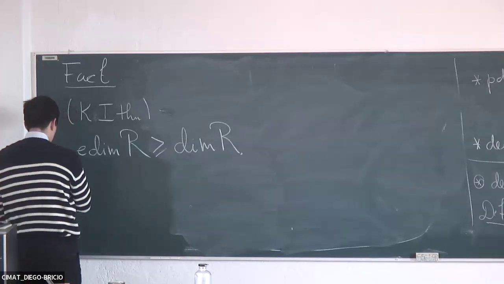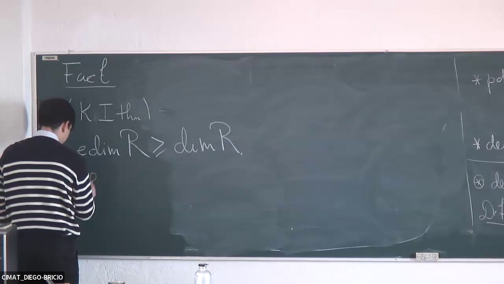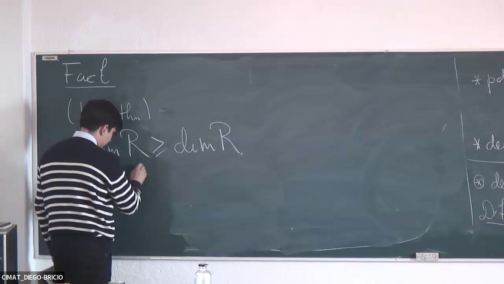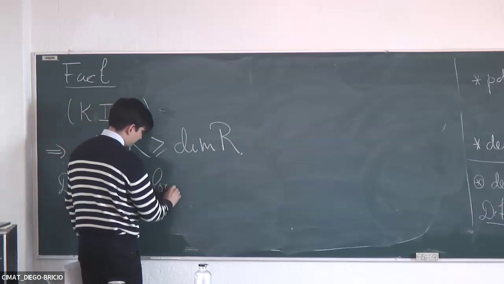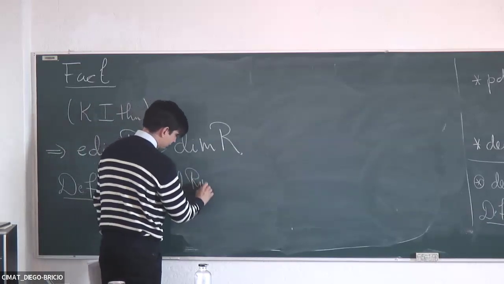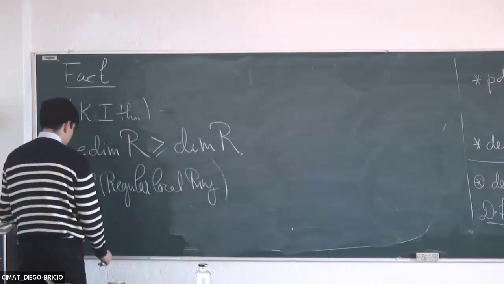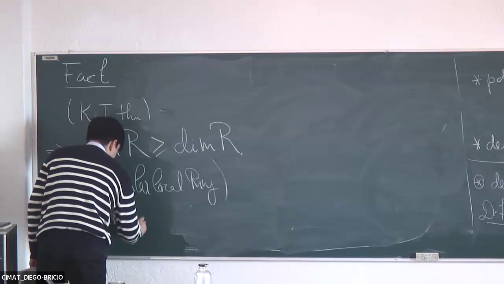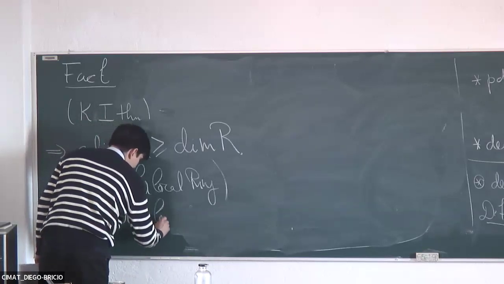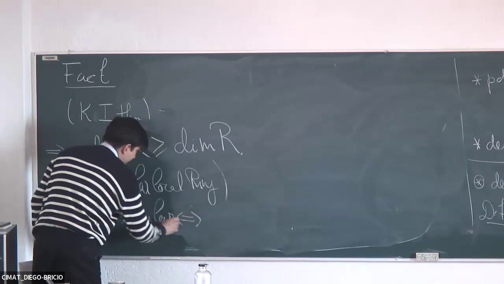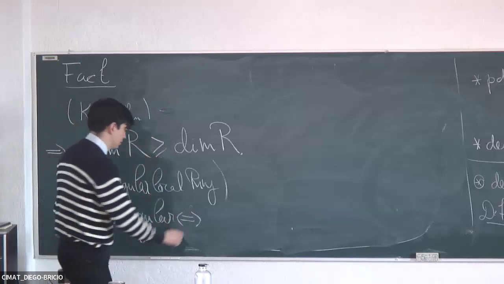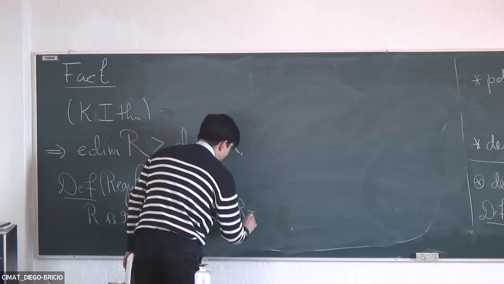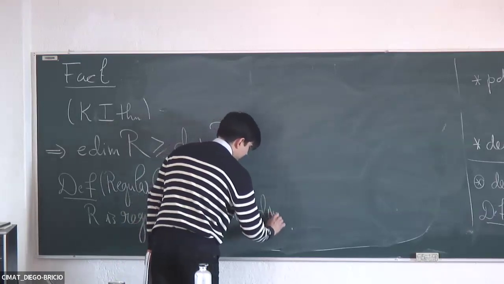And so, definition of regular local ring. R is regular if and only if this happens to be an equality: the embedded dimension of R equals the dimension of R.